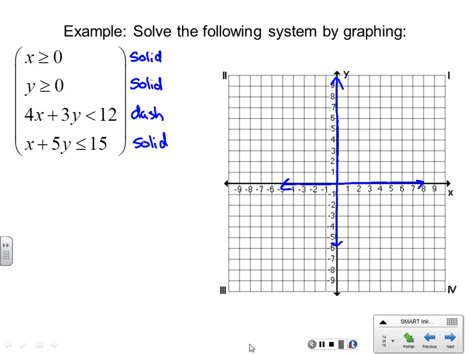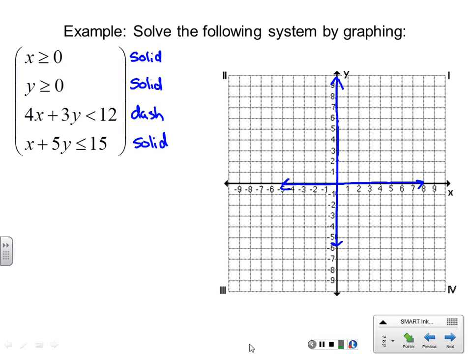So those two inequalities right there cut your solution options in 4. Not in half, but in 4. Because it has to be in quadrant 1. You don't have a choice. It has to be in quadrant 1. Okay? So now, let's do the other two lines.